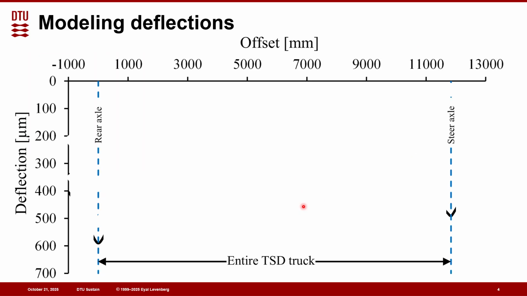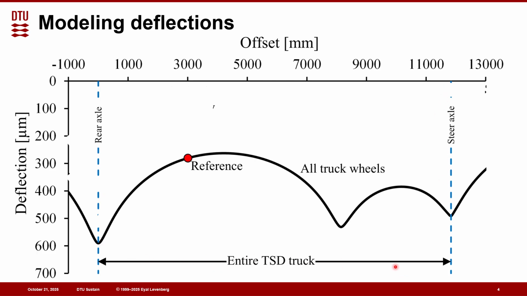So in terms of deflections, here you can see a chart showing deflection in micrometers versus offset. This is at the surface of the pavement just below the laser beam. And here is the rear axle, here is the steering axle, here's the length of the entire truck. And here you can see this solid line shows the deflection basin caused by the TSD truck. The reference laser is shown here. This is the red marker.